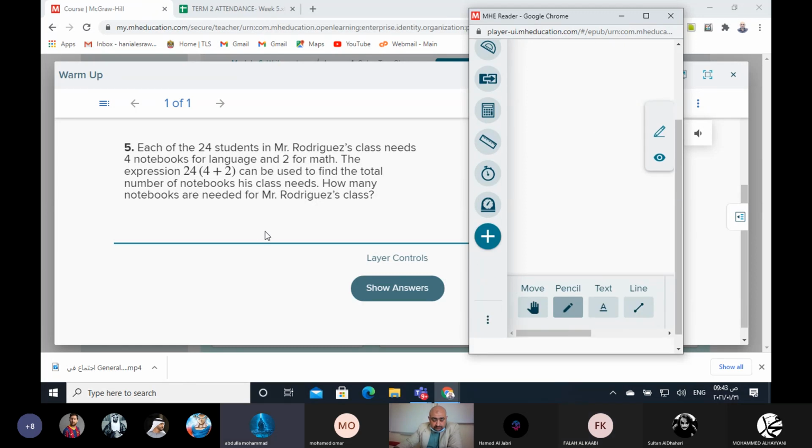Okay, Abdullah. Each of the 24 students in Ms. Rodriguez's class needs 4 notebooks for language and 2 for math. The expression 24(4 + 2) can be used to find the total number of notebooks this class needs. How many notebooks are needed for Ms. Rodriguez's class? 144 notebooks.